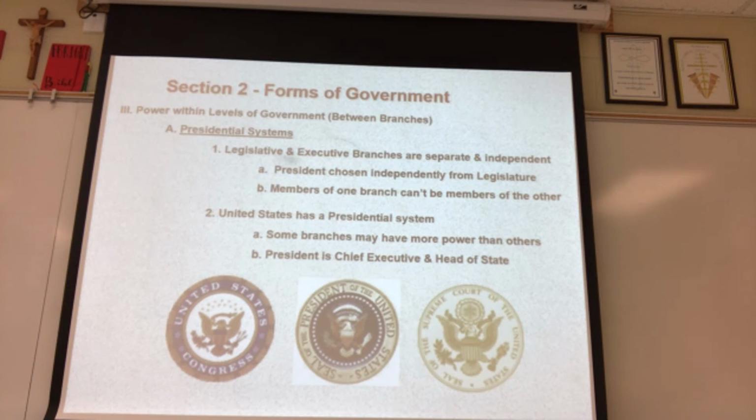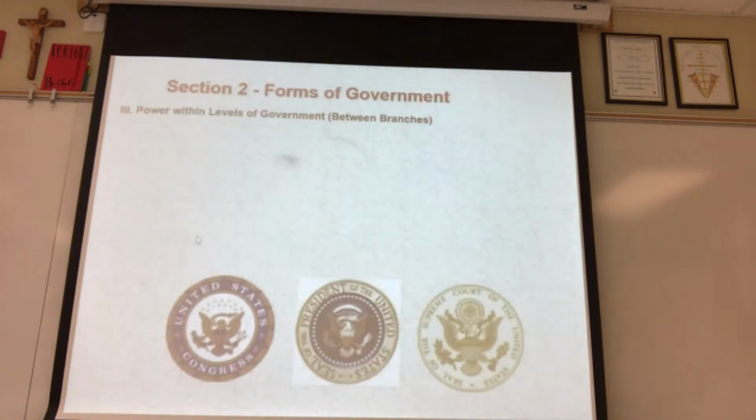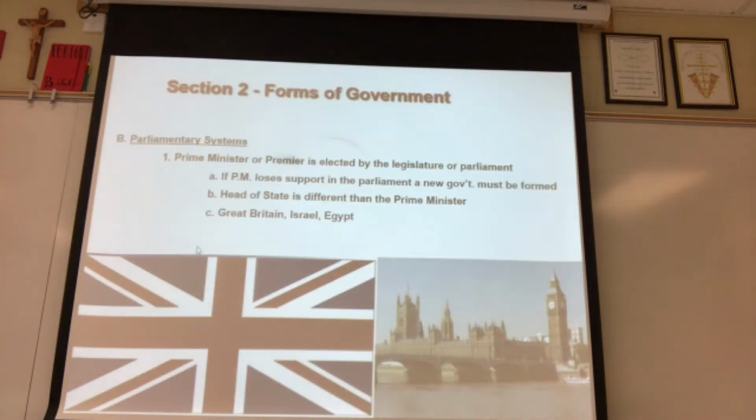Okay. In a parliamentary system, okay, the head of state is different than the prime minister. Okay, it's more ceremonial. They don't really have any power. Okay, so like the Queen is the head of state in a parliamentary system. Where the president is the leader of our country, the Queen is the leader of England as a figurehead, although she doesn't have a lot of power. Does that make sense?